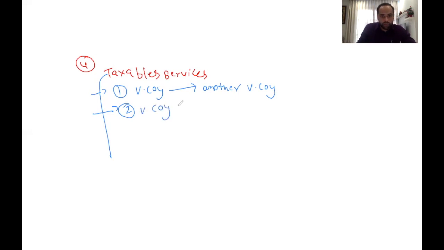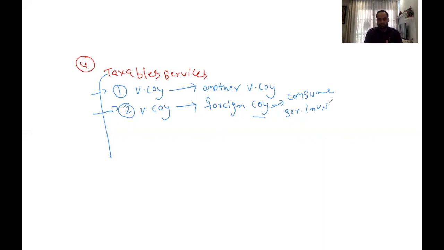A Vietnamese company providing services to a foreign country or foreign companies, then of course, yes, have to pay VAT. So we don't pay VAT in the case when we are providing goods to a foreign company or foreign country, but for services, yes, you have to pay. But there's a condition for providing services to a foreign company, and that foreign company consumes those services in Vietnam. Any foreign company to whom a Vietnamese company is providing services, and that uses the services in Vietnam, will be treated as taxable services, right?